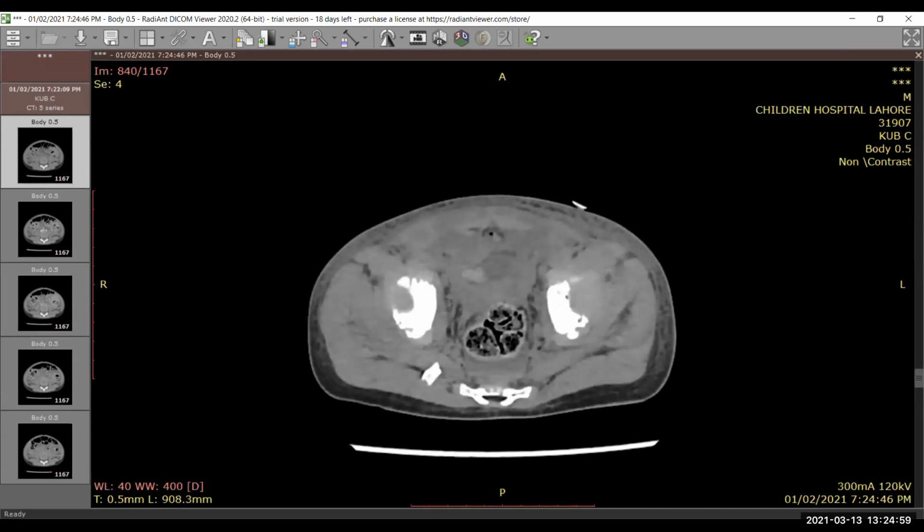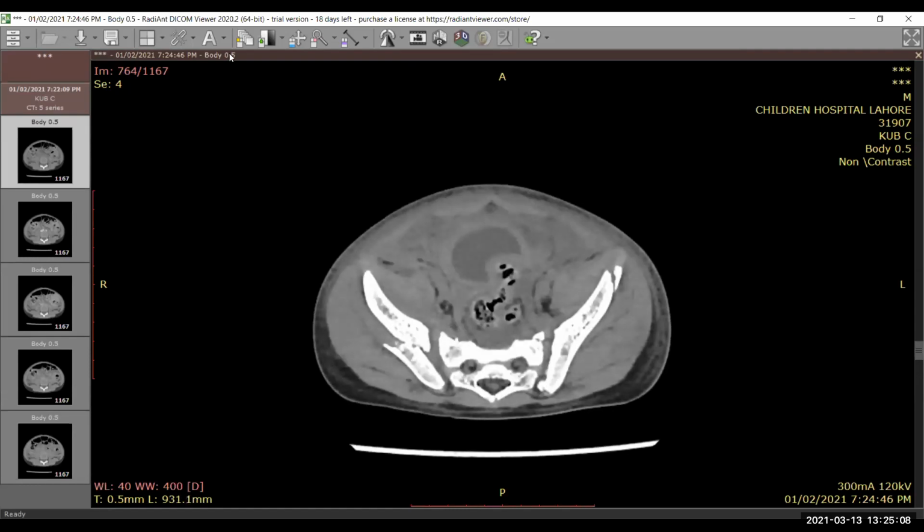So I'll see the bone window for any fractures. Also I would like to see whether there is any urinary bladder injury. I would like to see contrast. So on this image, can you see anything?